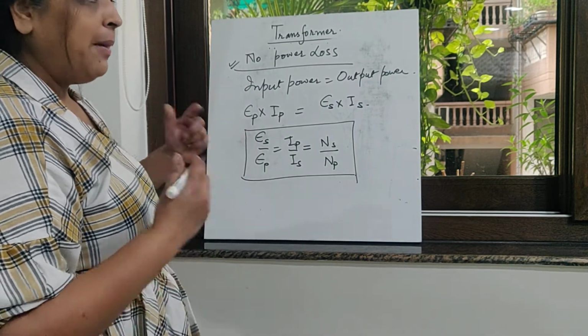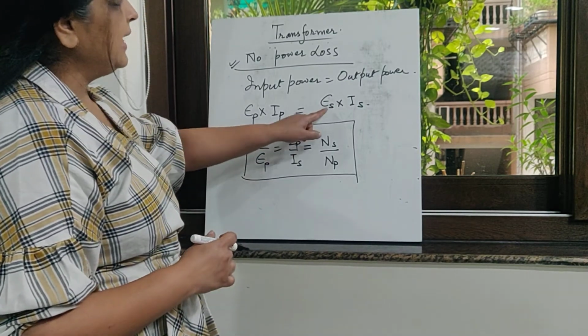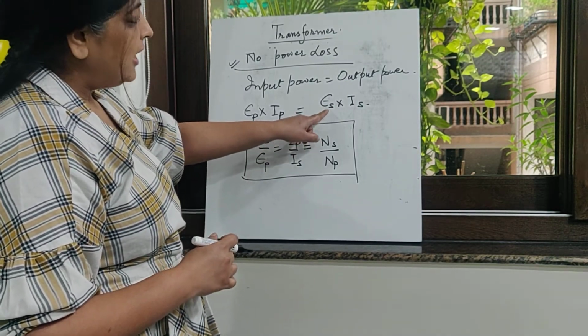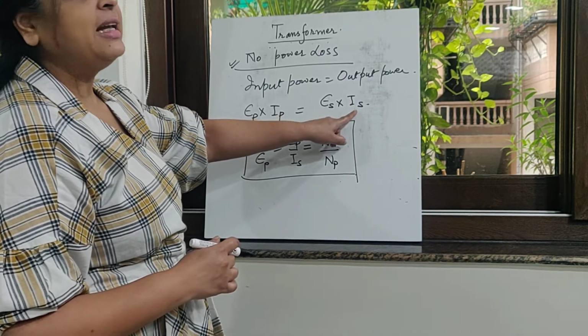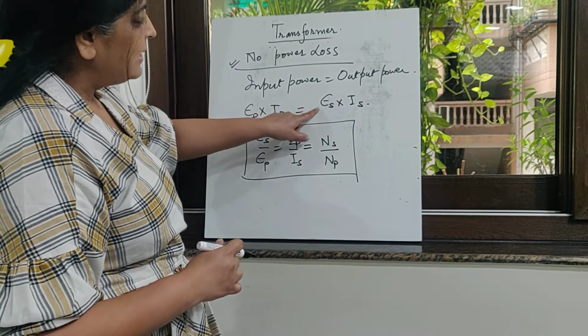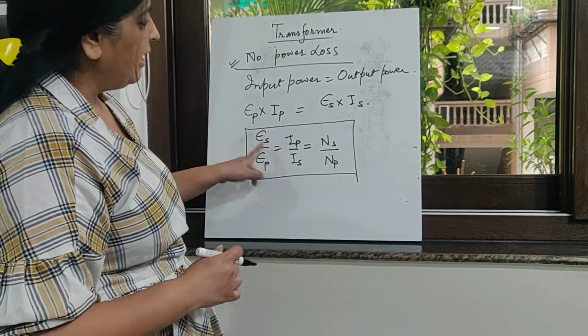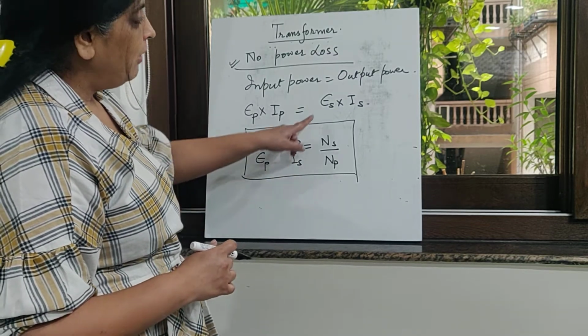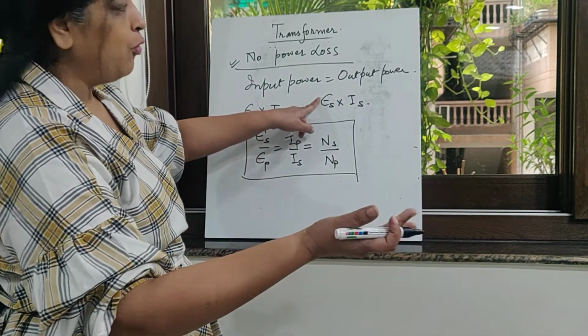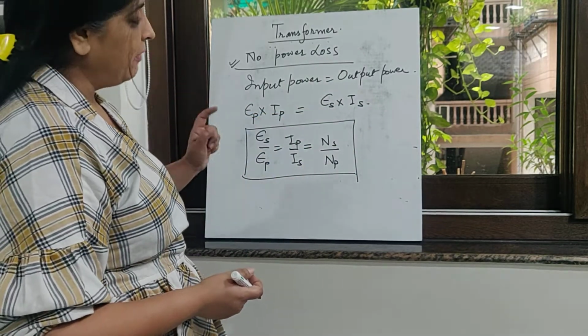So suppose you increase the secondary voltage, it will be done at the cost of decreasing the current. This is what we mean by this statement, that ES is inversely related to IS. So if you increase ES, IS will decrease. If you decrease the output voltage, the current in the output or secondary coil will automatically increase.